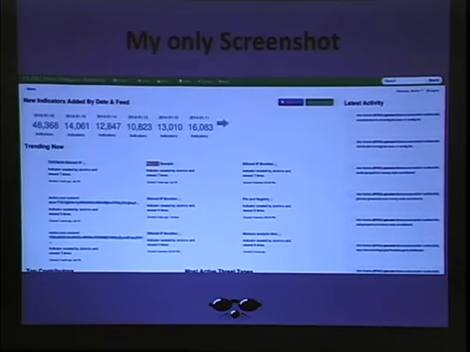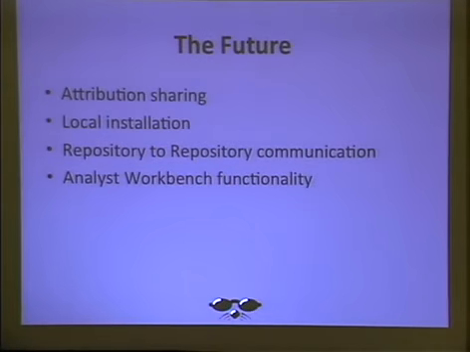The only screenshot I'll show. What I thought was interesting when I took the screenshot is that on the day I took it, this is our integration server where we practice integrating with new intel sources, and on this day we hit 48,000 indicators through the system. So this is our bootstrappy top. The future: we've been focusing on indicators and observables.